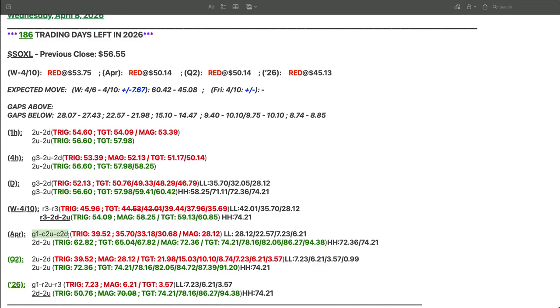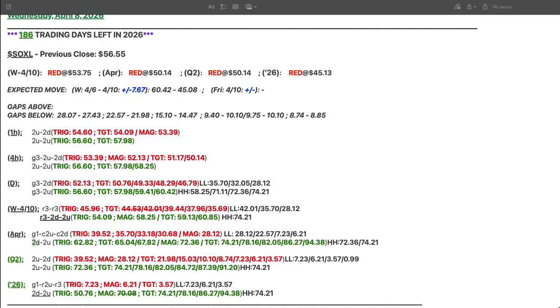If we go two down, that does continue this one combo two up, combo two down, triggering at 39.52 with a magnitude of 28.12. We do have some intermediate targets here for you. That would be possible levels where price could bounce, go sideways, or you could possibly add, right? Those are just points of inflection in between the trigger and the final target for that move, or the magnitude for that move.